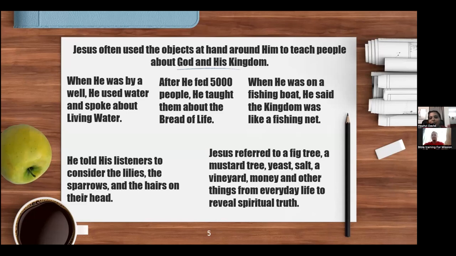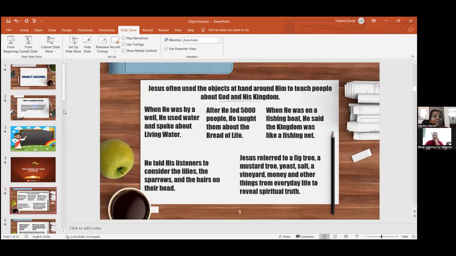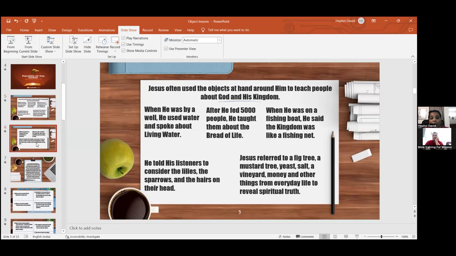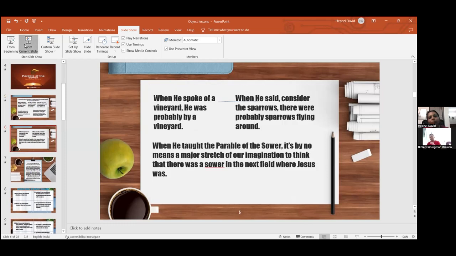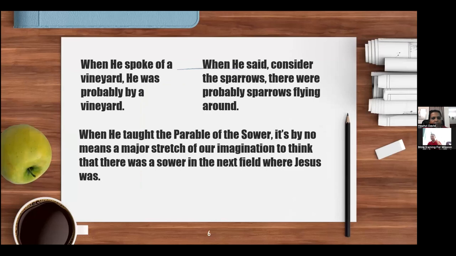He told his listeners to consider the lilies, the sparrows, the hairs on the head. Jesus referred to a fig tree, a mustard tree, yeast, salt, a vineyard, money, and other things from everyday life. They were not something complicated or which the people didn't know. They were simple things which everyone knew about, which they were immediately able to see around them. Like when he spoke about a vineyard, he was probably sitting in a vineyard. When he said, consider the sparrows, probably there were sparrows flying around. When he taught the parable of the sower, that means they were sitting next to a field or inside a field.